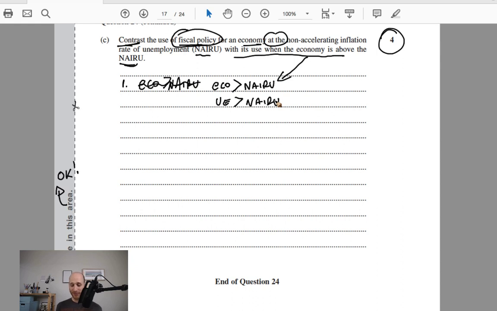So this means that if the economy is above the NAIRU, that means that there is still cyclical unemployment. Oh, okay, so if there's cyclical unemployment, we want to get rid of that. What if we just used expansionary fiscal policy? What if we ran a budget deficit or reduced the surplus, increased aggregate demand? We could reduce cyclical unemployment, and bring unemployment down to the NAIRU. Let me give you a few points here.